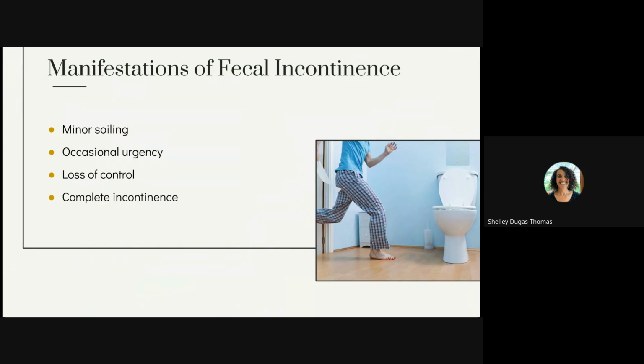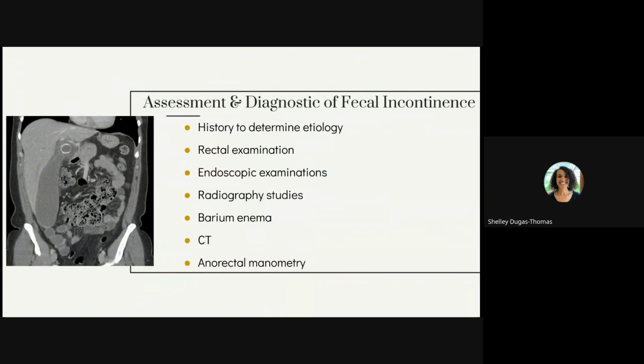So, some manifestations include minor soiling, occasional urgency, loss of control, and complete incontinence. Manometry is a procedure that measures the pressure and movement of muscles in the esophagus or rectum to evaluate a variety of conditions. Also, history and assessment should include a history of the present etiology, rectal examination, endoscopic examinations, radiographic studies, a barium enema, CT.